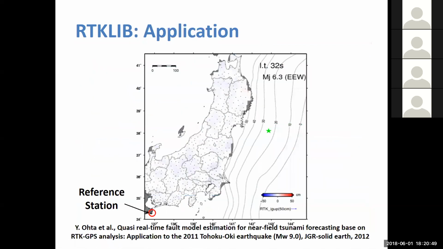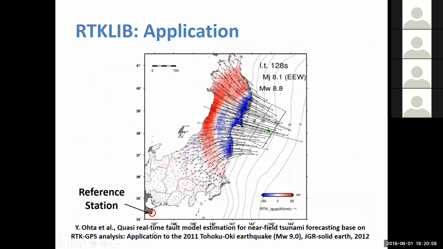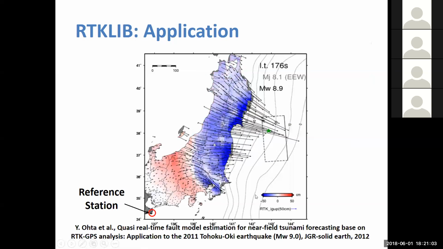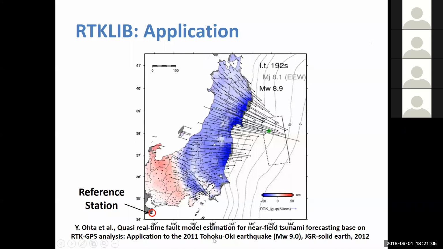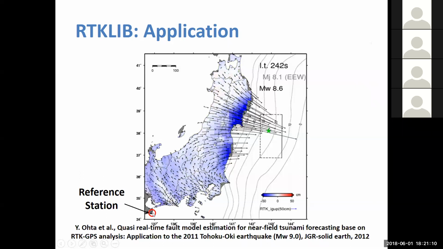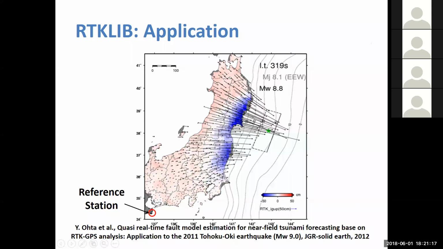This is just an example of RTKLIB applications. Professor Ota at Tokyo University wrote a paper using RTKLIB test results after the very big 2011 earthquake. You can see the base station is here, and RTKLIB shows more than 1,000 kilometers of centimeter-level movement of the ground cluster.